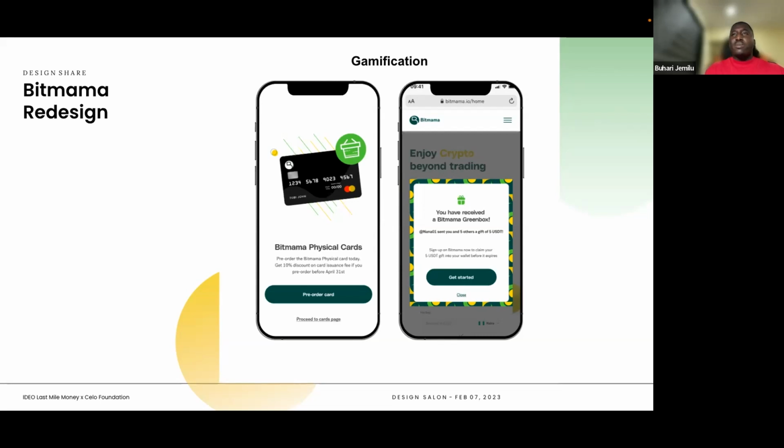So for us, the overall design was just to make the product marketable, make it stand with other products in the market right now. And we also made it simple. I mean, simplicity is what everybody is looking for right now. So yeah, that was it for us.